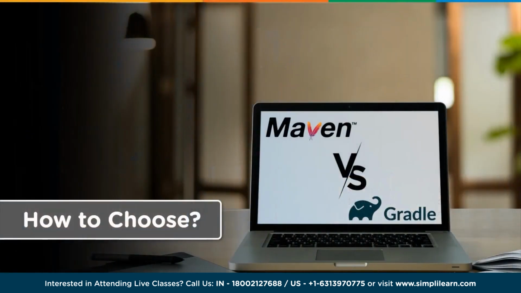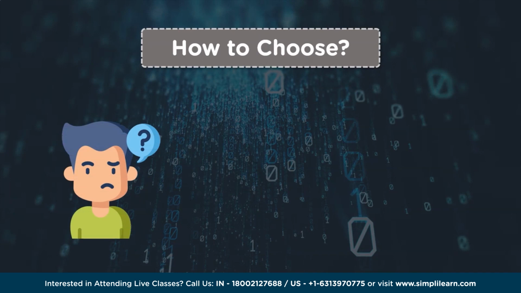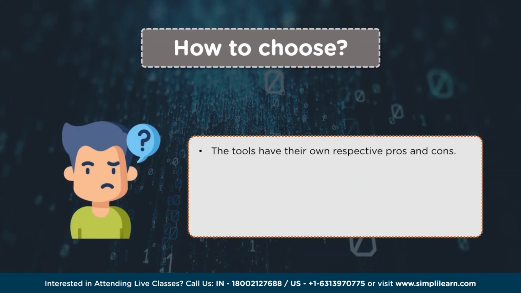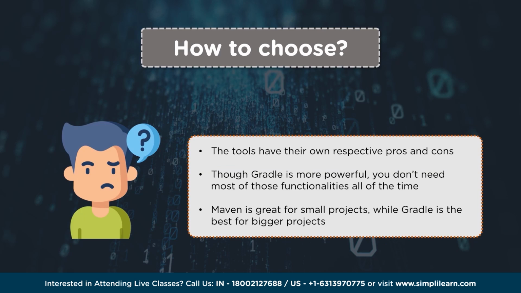Now, when we know the differences between the two build tools, it sometimes becomes critical to decide which tool would be a better fit for our work. So the next topic, how do you choose between the two tools? We know that both Gradle and Maven have their own set of advantages and disadvantages. Gradle is undoubtedly the more powerful tool out of the two. Still, it has many functionalities that are not always needed, and dealing with so many functionalities is slightly a difficult task. If we consider the tools together, we can conclude that Maven is great for small projects.